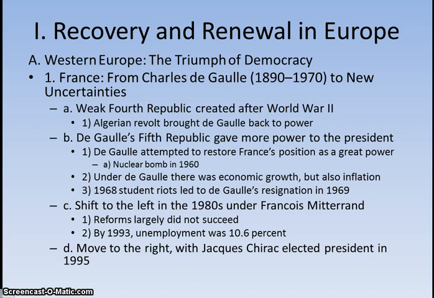So a weak Fourth Republic was created after World War II, and the Algerian revolt is going to bring de Gaulle back into power. So de Gaulle was in power, then he's out, then he comes back in. Now when de Gaulle's Fifth Republic comes in, he gets more power to be president. And as president, he tries to restore France's position as a great power, as a world power.